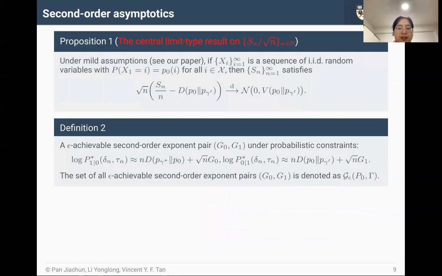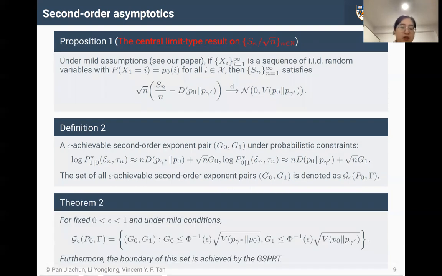We denote the second order error exponent G0 and G1 as the second order term to approximate log error probability. And we obtain our second order result in Theorem 2. It says that on the minor conditions, the set of all epsilon achievable second order error exponent pairs is composed by all G0 and G1 that is less than or equal to the inverse of cumulative normal distribution times the square root of minimal relative entropy variance. Besides, the boundary of this set is also achieved by the GSPRT.